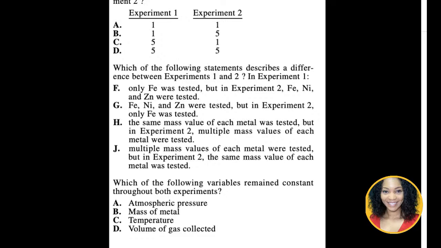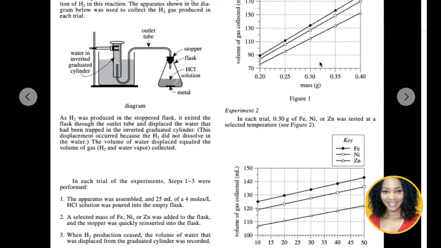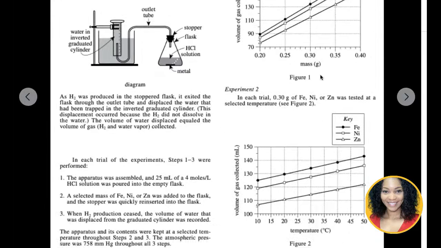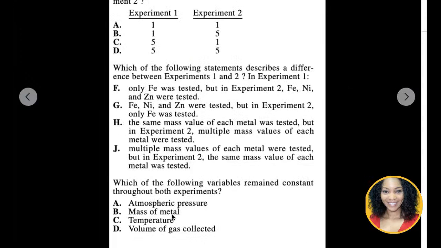Answer choice C is temperature. Let's go back and check it. In experiment 2, temperature is changing, right? 5 different times. So that's not constant. I can go ahead and rule it out. I don't even have to check experiment 1 because it had to be constant for both of them. So let's get rid of C. So now we're just down to A and D.